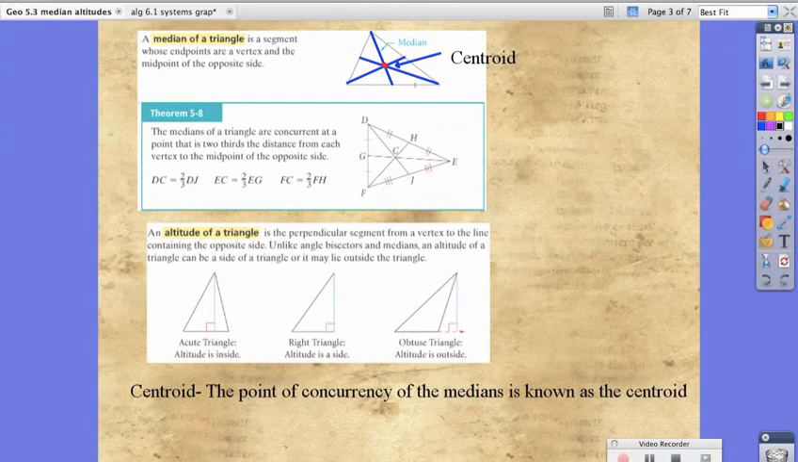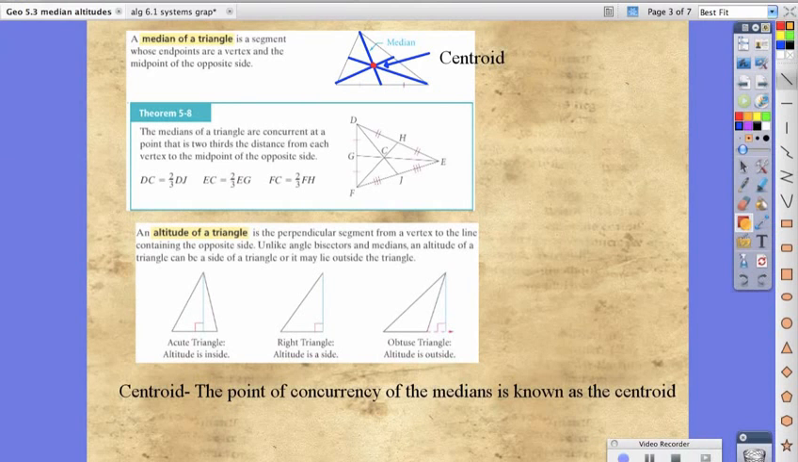Now, Theorem 5.8 states that the medians of a triangle are concurrent at a point that is 2/3 the distance from each vertex to the midpoint of the opposite side. So essentially what this is stating is that line segment DC is 2/3 of the measure of DJ.